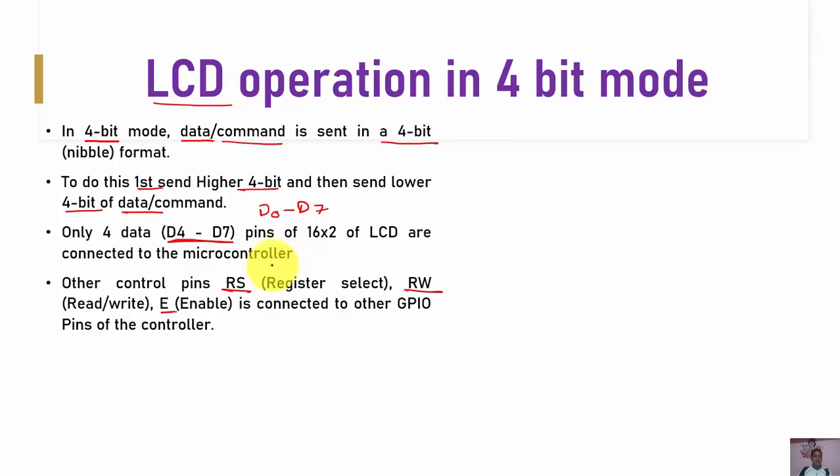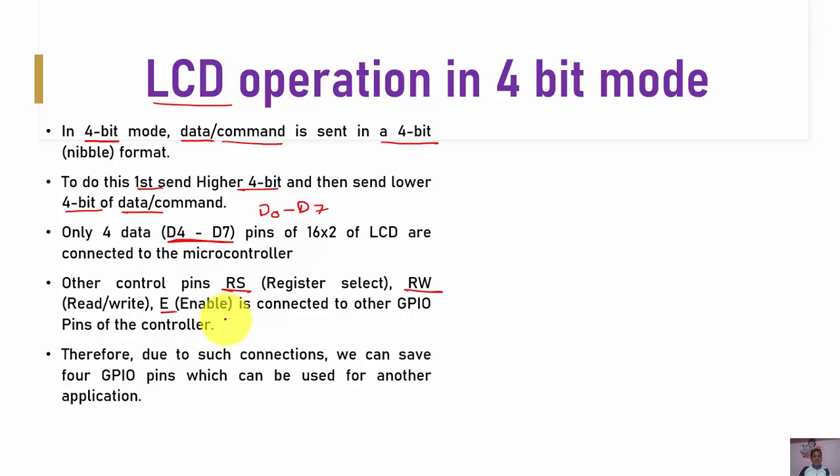GPIO pins of the 8051 microcontroller. The biggest advantage of this 4-bit mode is that, due to such a connection, we can save 4 GPIO pins of the 8051 microcontroller, and these remaining 4 GPIO port pins can be utilized for another application. In 8-bit mode we have seen that the 8 bits, that is D0 to D7, are connected to a port.